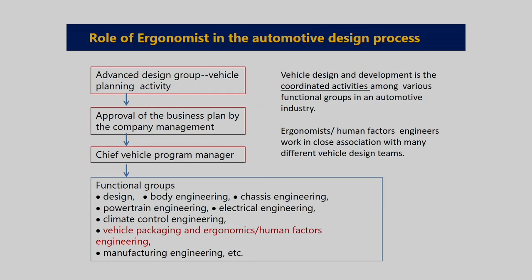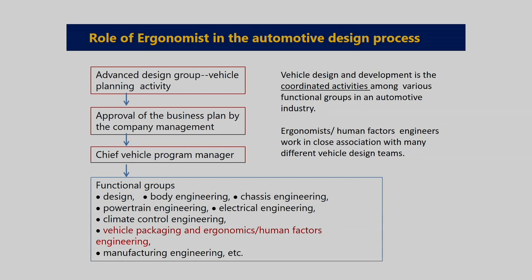Now, the role of the ergonomist in the automotive design process. Under this heading, we are discussing the automotive design process and how the ergonomist plays an important role. In the automotive industry, when a company is planning a new automotive product, the advanced design group plans for that product or vehicle. Vehicle planning activity starts after approval from the higher authority or the management. Then the company management gives the business plan responsibility to the chief program manager, and the chief program manager constitutes the functional groups.